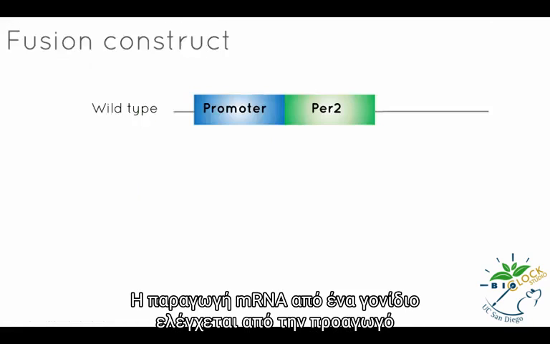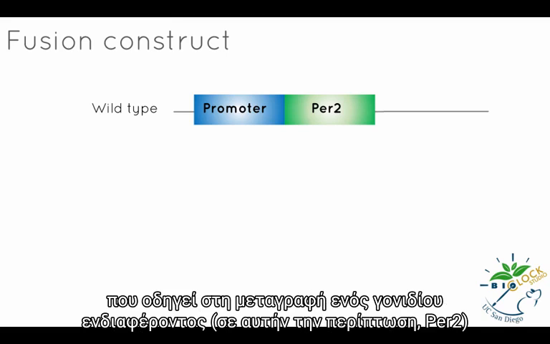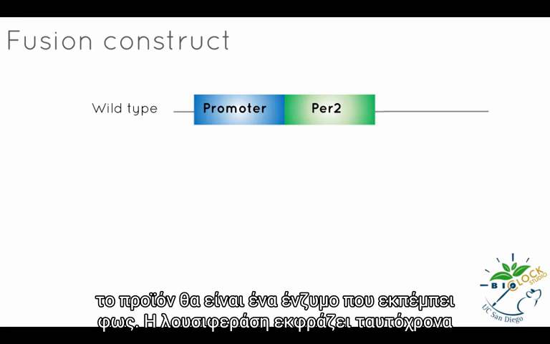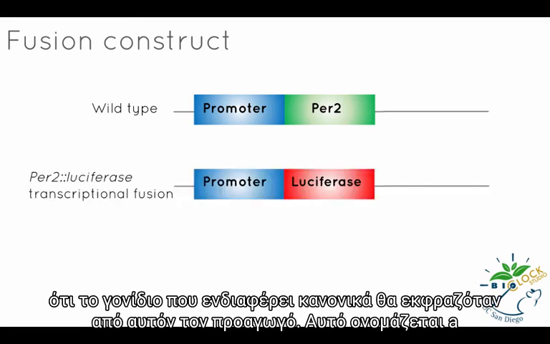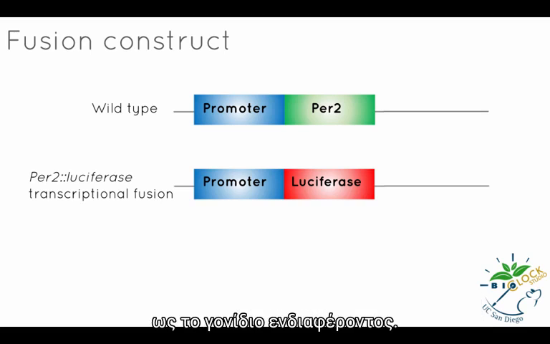The production of mRNA from a gene is controlled by a promoter sequence located upstream of the gene. To measure the activity of the promoter that drives transcription of a gene of interest, in this case PER2, we can express luciferase under the control of the PER2 promoter so that the product will be a light-emitting enzyme. Luciferase is expressed at the same time that the gene of interest would normally be expressed from that promoter. This is called a transcriptional fusion because the luciferase gene is transcribed at the same time as the gene of interest.